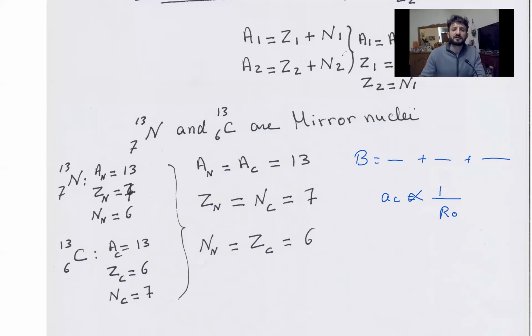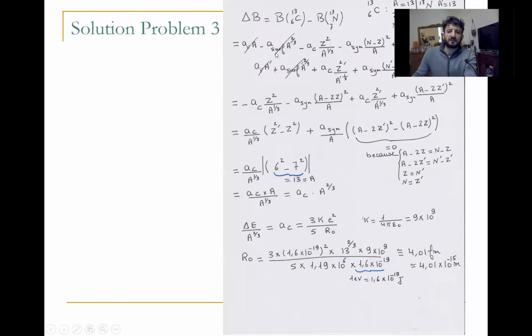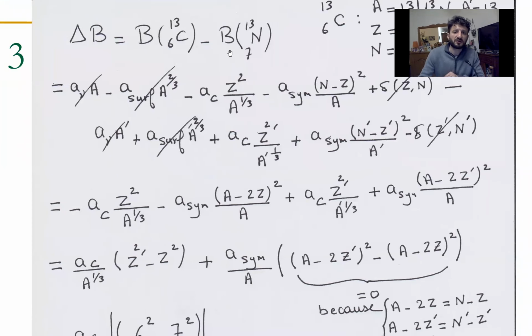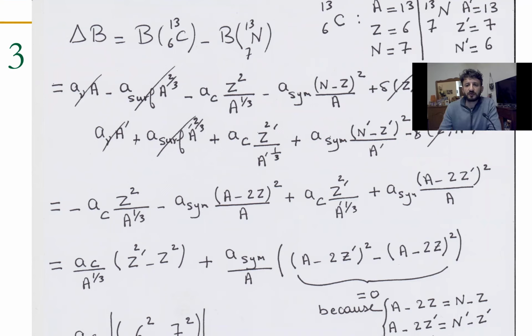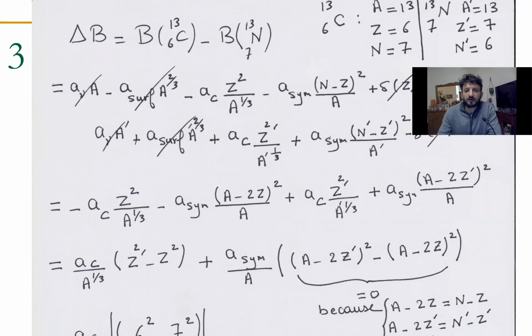And here I need to use the liquid drop model to find delta binding energy. Okay, here you have to know that the carbon has 6 protons and 7 neutrons. The notation will be Z, N, and the nitrogen has Z prime and N prime. Z, N are for the carbon, and Z prime and N prime are for the nitrogen.